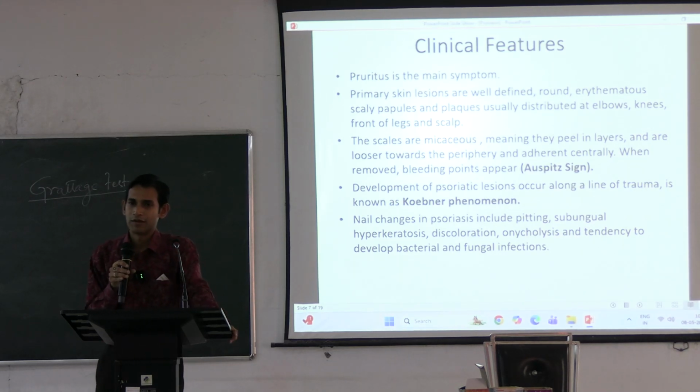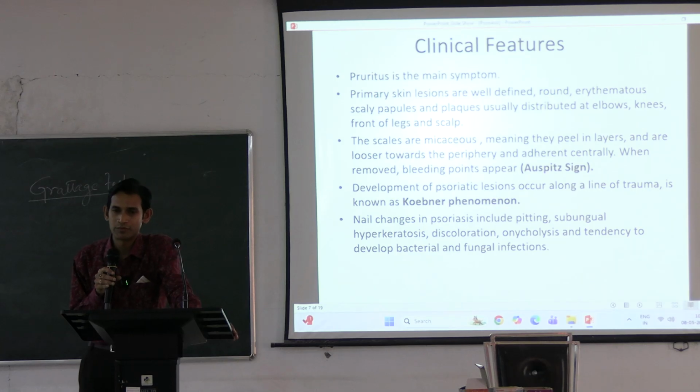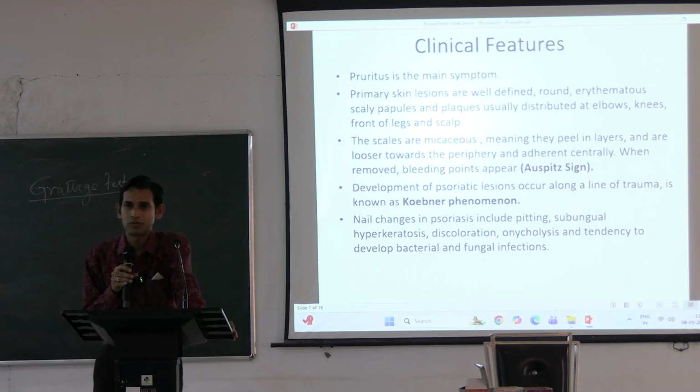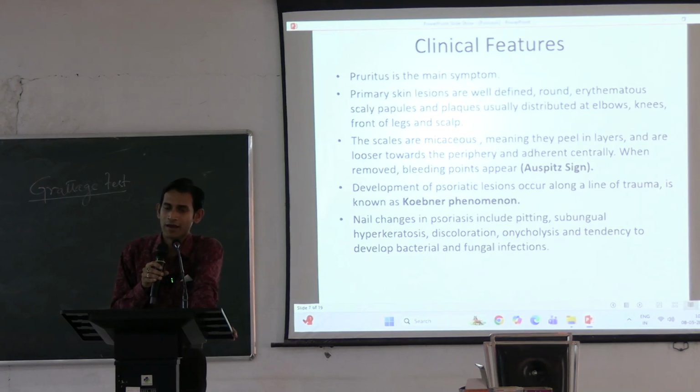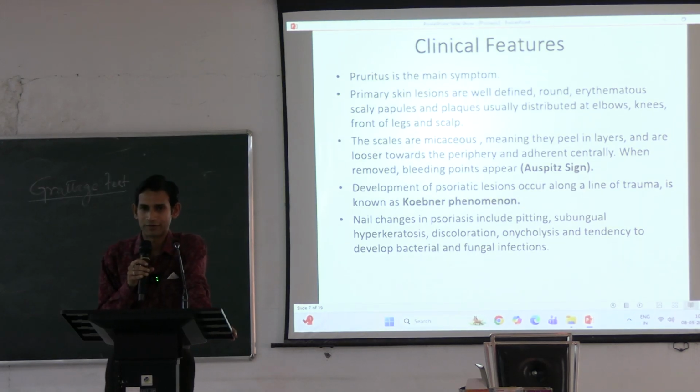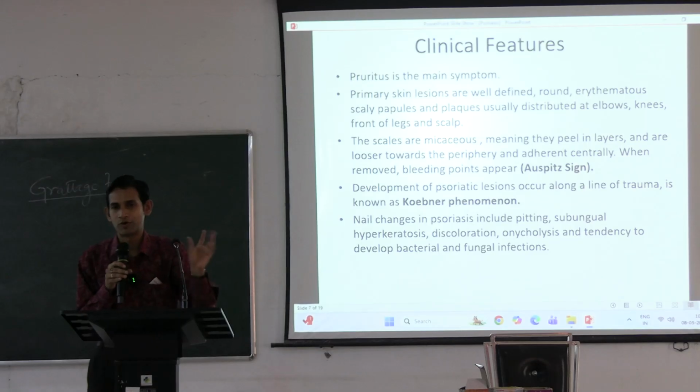Joints can also be affected in the psoriasis, and the most common pattern is oligoarthritis. That is oligoarthritis with tenosynovitis affecting the hands and feet joints is the most common joint involvement, and it also produces deformity of the joint.